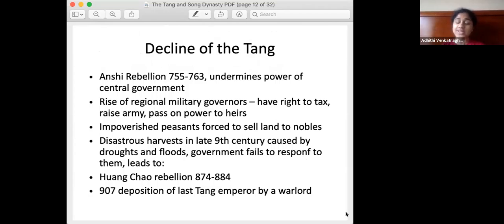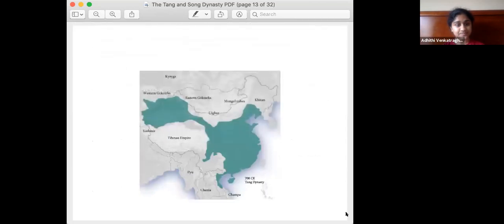Impoverished peasants also had to sell their land to nobles, and disastrous harvests in the late 9th century, caused by droughts and floods, and the government's failed response to them led to the rebellion in 874 to 884 CE and the 907 deposition of the last Tang emperor by a warlord. This is a map you can take a look at of the conquered areas during the Tang Dynasty, 700 CE.